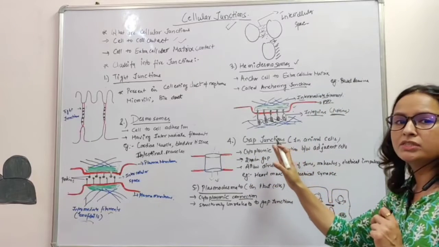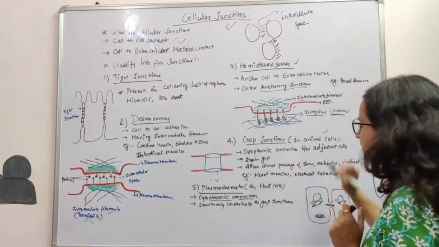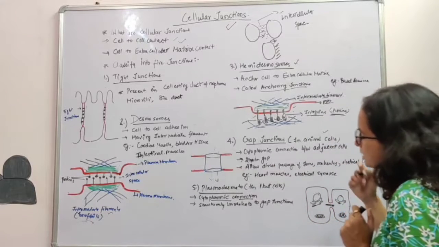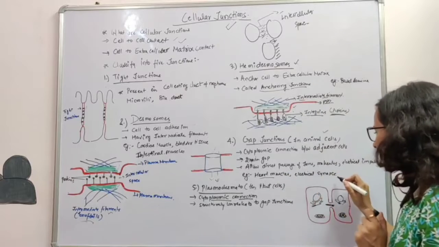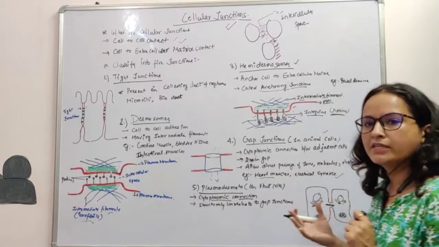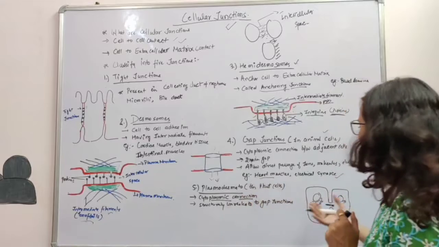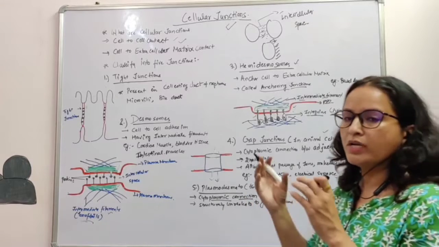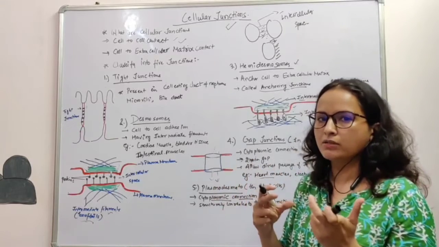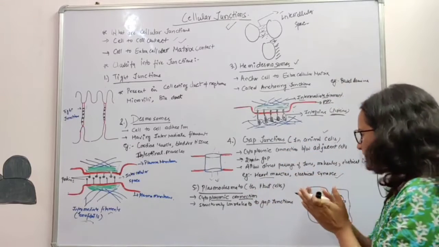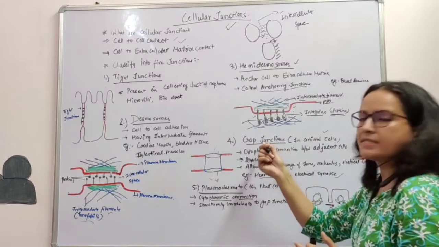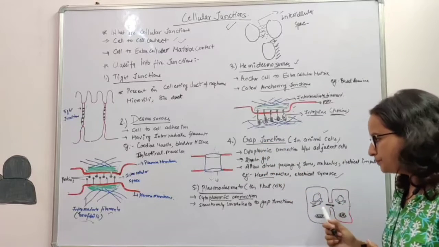And these gap junctions are basically present in animal cells, in the heart muscle and electrical synapse. What are electrical synapses? Electrical synapses are the neuronal connections. When one neuron connects with the other neuron, there is a space called synapse. So here these gap junctions are present.